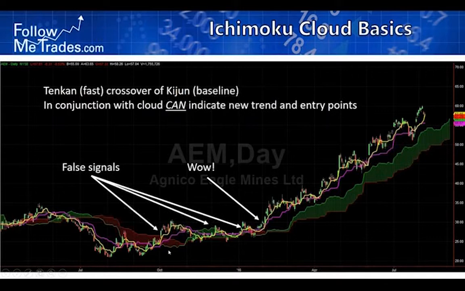And so what we're looking for are crossovers and breakouts. So we're looking for the fast to cross over the slow, and then the price to break through the cloud. And that can indicate a trend change, right? And there can be some false signals on that, but when it's right, it's really right.